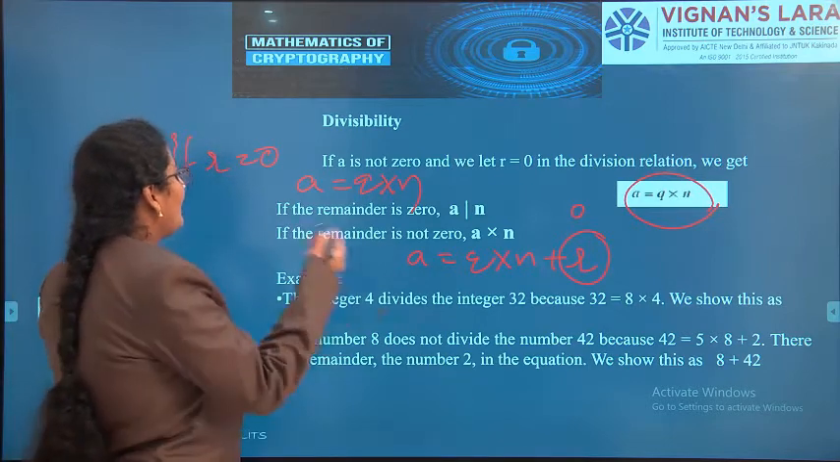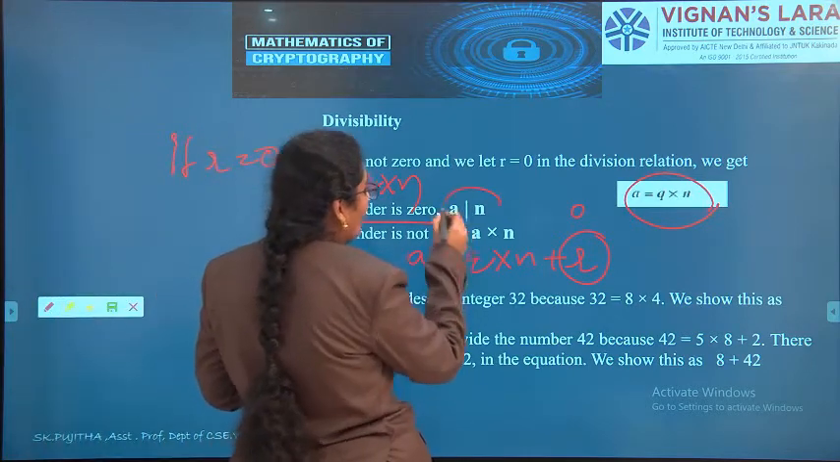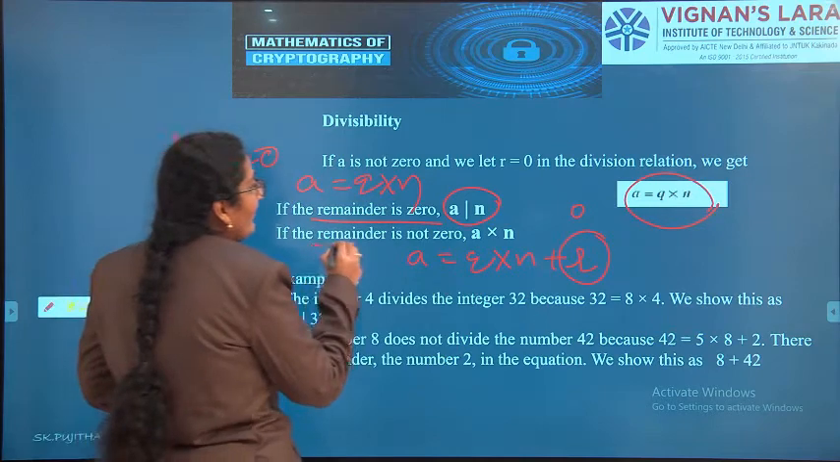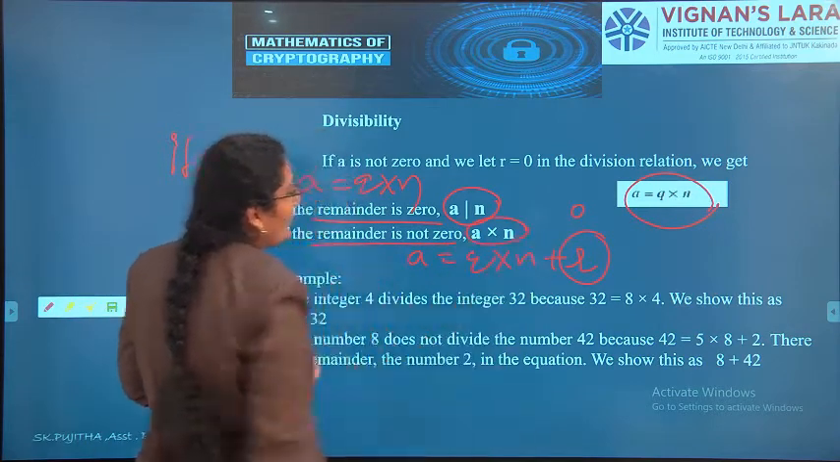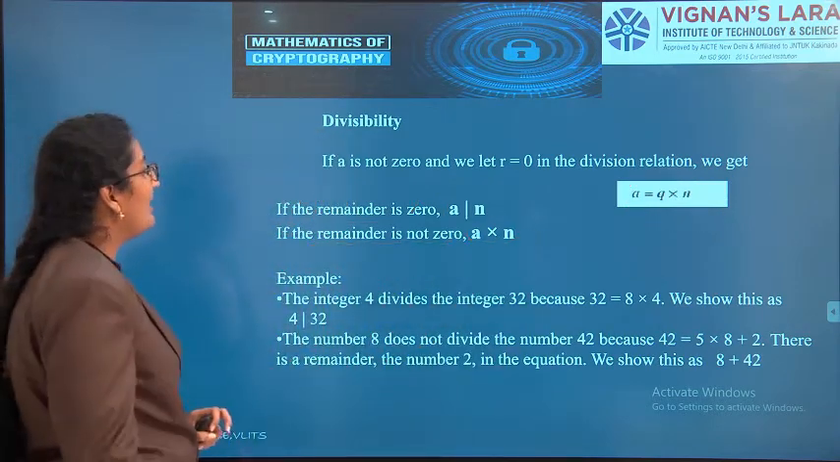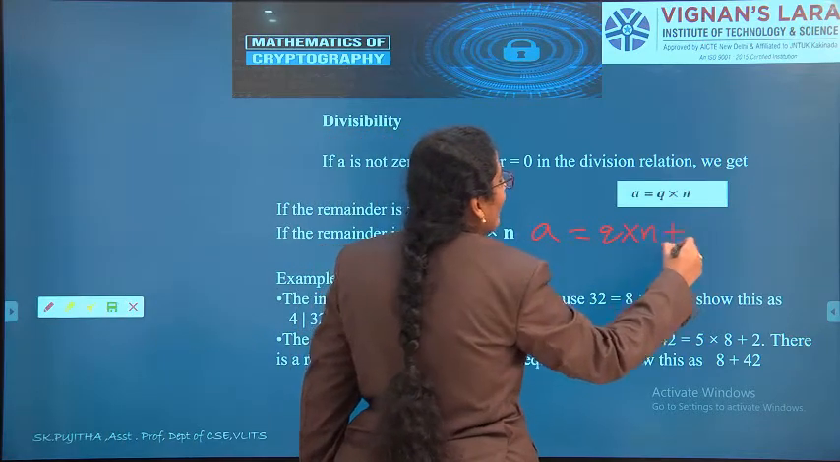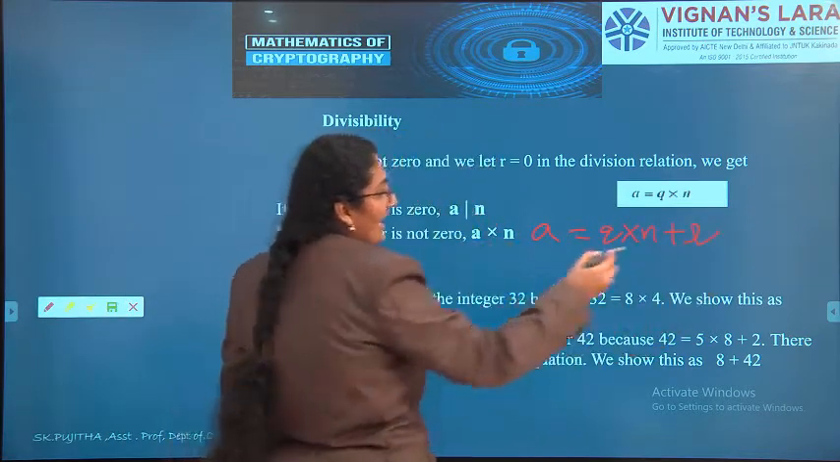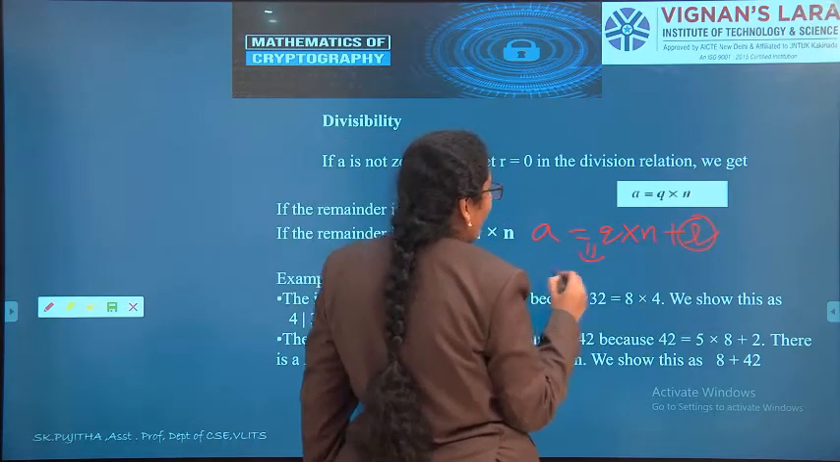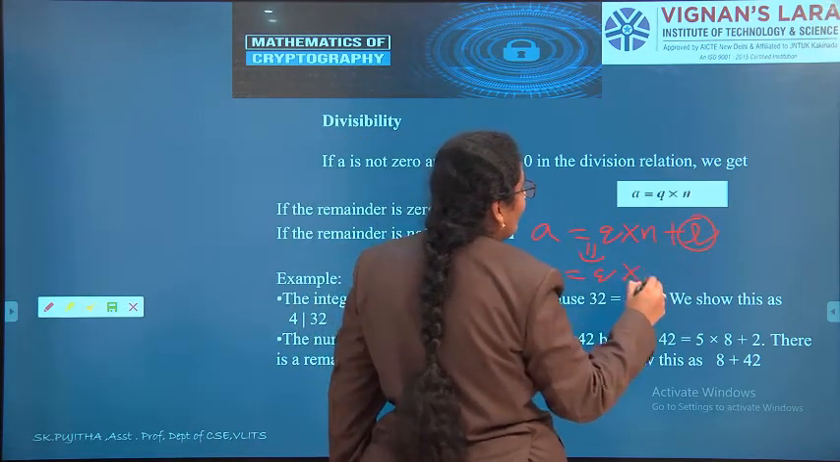Next one, if remainder is 0, we are going to perform a mod n. If remainder is not 0, we are going to perform a into n. Listen carefully. We are considering a equal to q into n plus r. If suppose r is 0, this will transform into a equal to q into n.